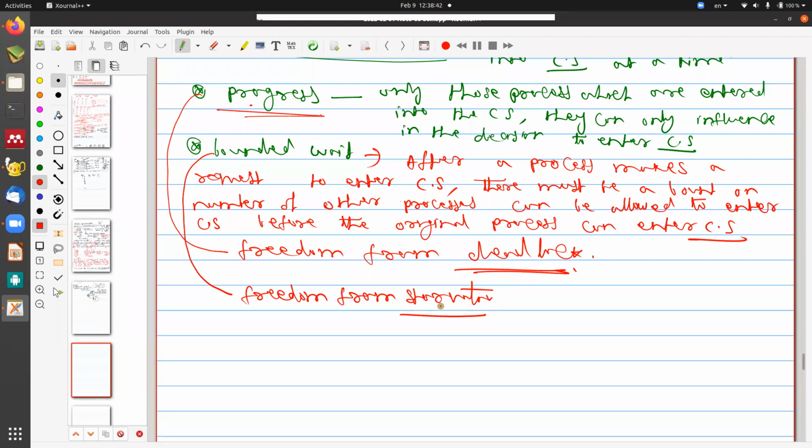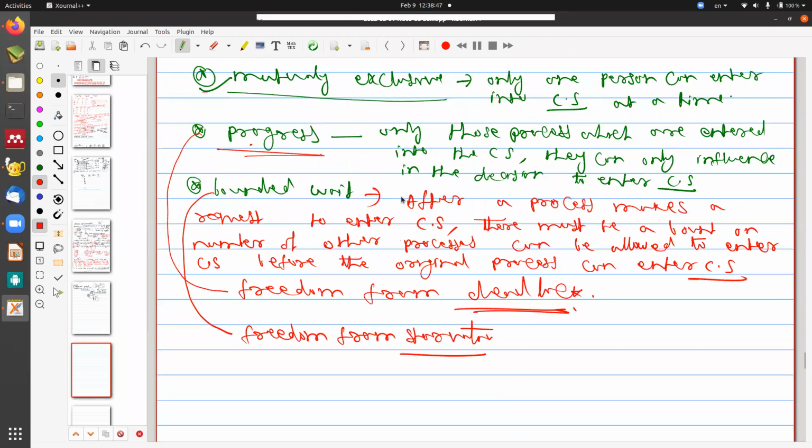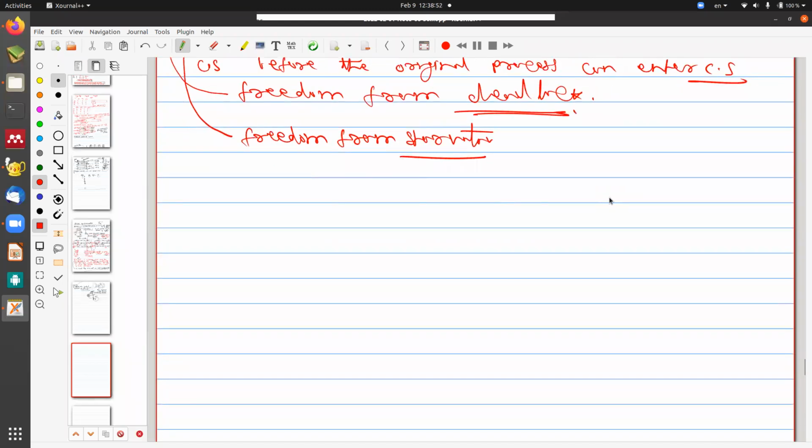Now the question comes, how? Let's see one example. Then you have to tell me which out of these 3 conditions are satisfied and which are not. Okay, so let's take a P1 process and a P2 process. And the code is written like this. And there is a global variable called number.